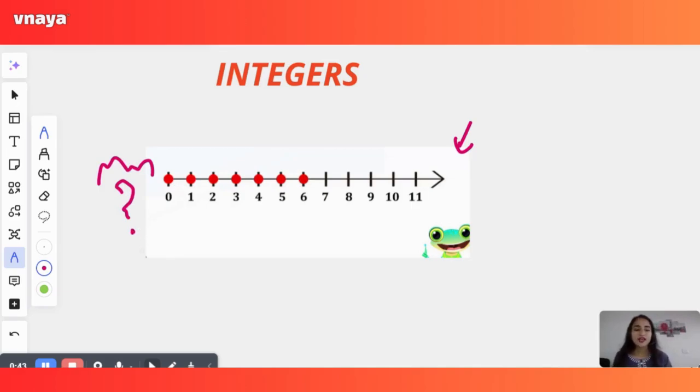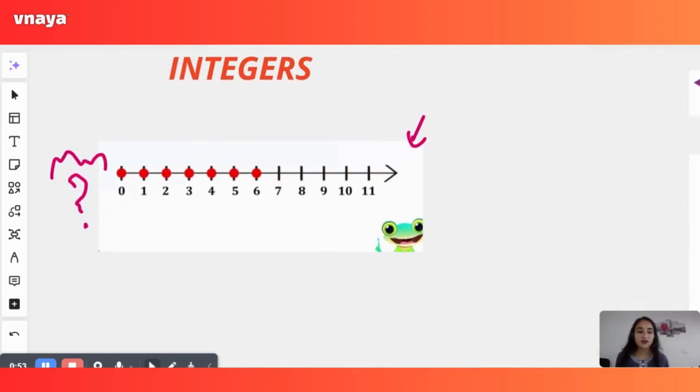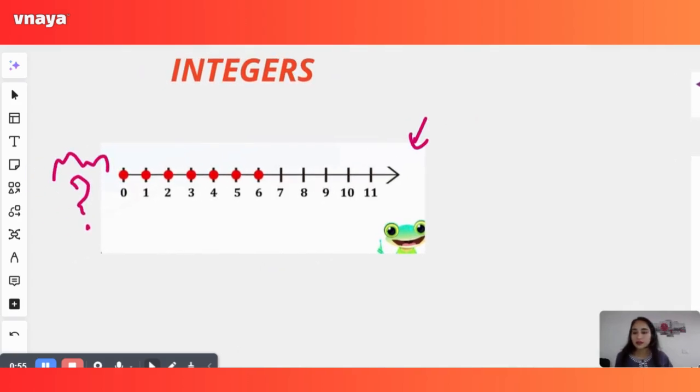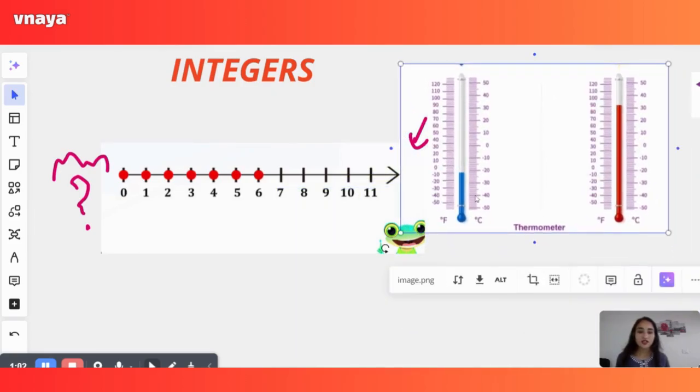Okay, let's take an example. You might have seen temperatures. If it's very cold, how do we show the temperature? If the temperature is very cold, let me show you how we write it. So that is our temperature, like in the negative: minus 10, minus 20, minus 30 even.